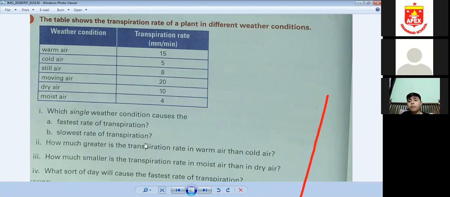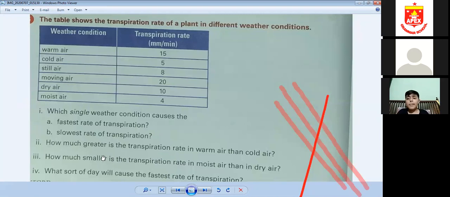Now we will discuss the answer to question number 2. You can see the warm air rate of transpiration is 15 mm per minute, and cold air transpiration is 5 mm per minute. So 15 minus 5, the answer will be equal to 10 mm per minute. You will write here in this answer 10 mm per minute.